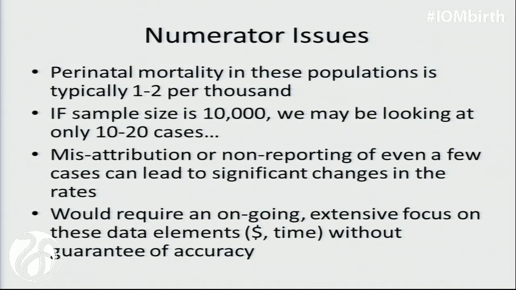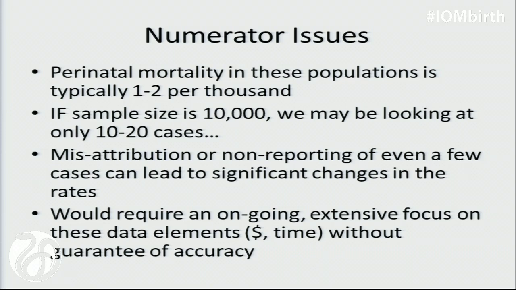Likewise, if we're looking at perinatal mortalities at 1 to 2 per 1,000, we have numerator issues. Okay? If, for example, a sample size that we're looking at is 10,000, that's only 10 to 20 cases for 1 to 2 per 1,000. So that misattribution makes a very big difference here. You move a couple of cases, a handful of cases from one population to another, that changes the whole calculations.